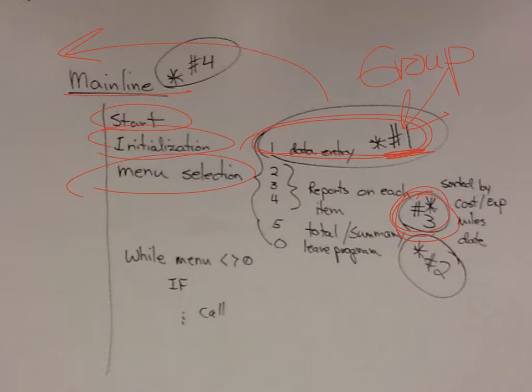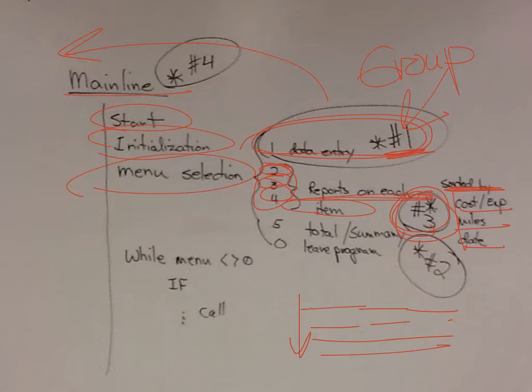Group 3 is going to work on some sorted lists: cost, expense, by miles, and by date. Three different reports, each showing every item. So the reports would list all the information in a certain order, so you could see all the data in a certain order. That's reports 2, 3, and 4. At least that's a suggestion. The students might do it differently.